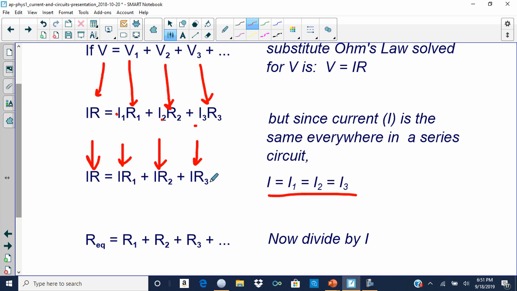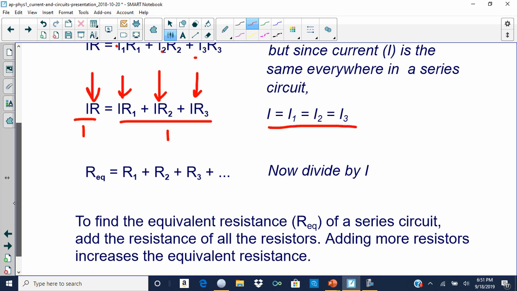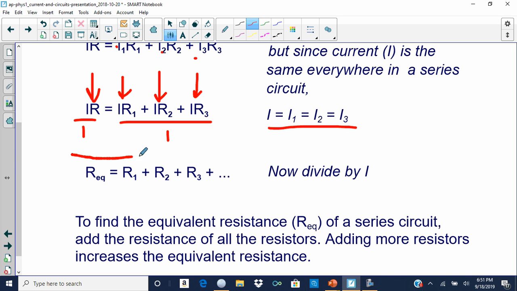Now, if we divide both sides by I, what do we end up with? R equivalent is equal to R1 plus R2 plus R3. Okay, so memorize this. It'll be on your formula sheet for your AP exam. For a series circuit, the total resistance of the circuit is the sum of all the resistors.